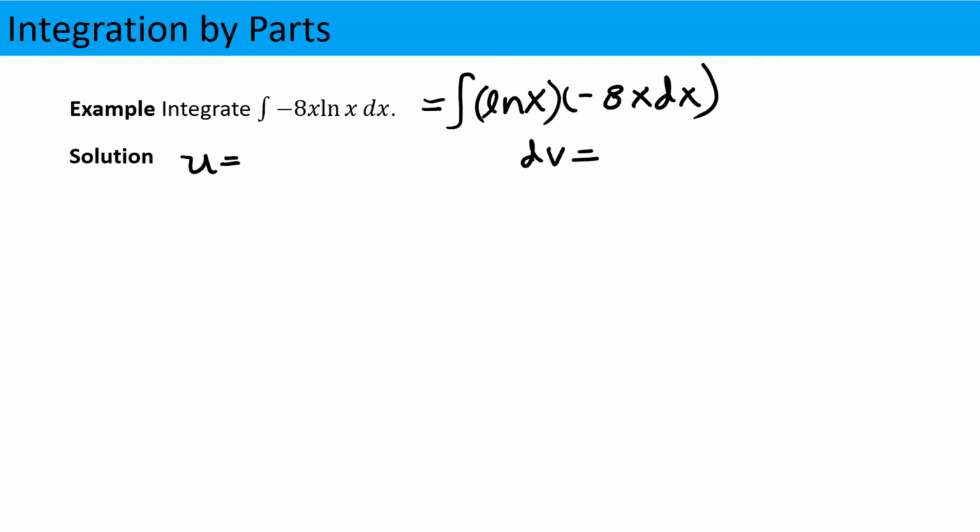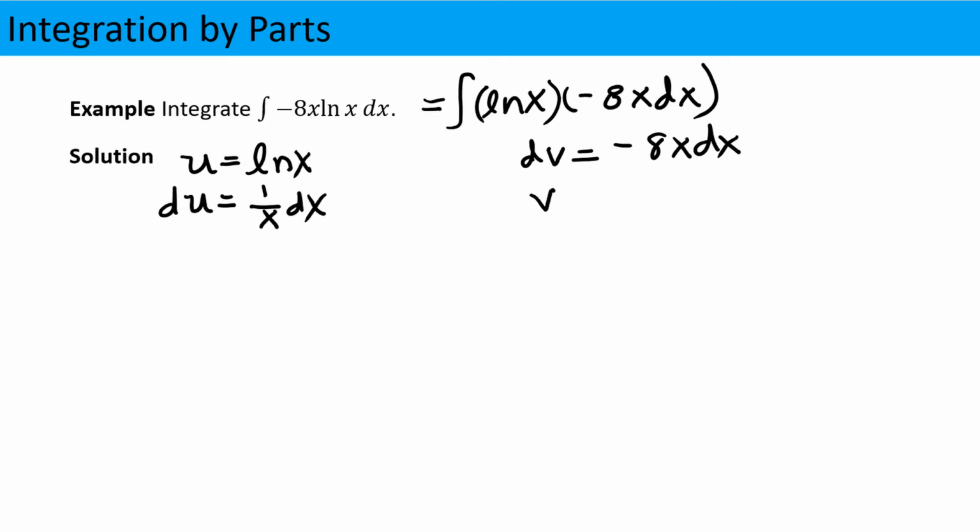The LAE tells us if you have a log, use that as your first option for the u substitution portion. So we'll let u equal ln of x. Then by default, the remaining part is negative 8x dx. To find du, we take the derivative of what we set u equal to. So the derivative of the natural log of x is 1 over x dx.